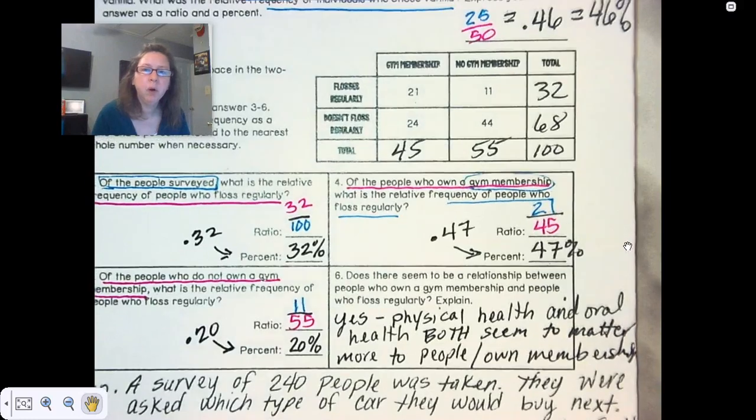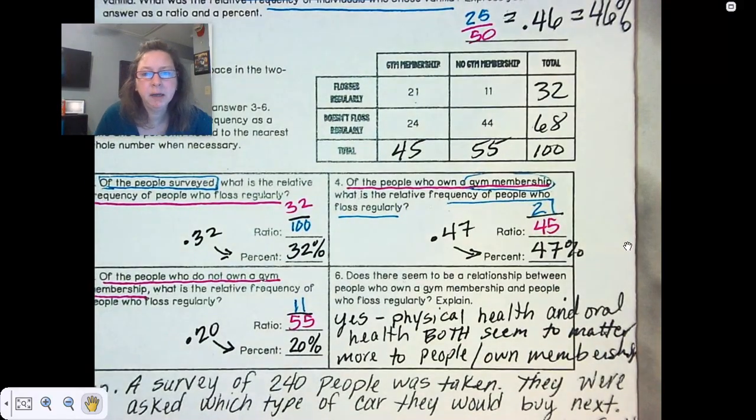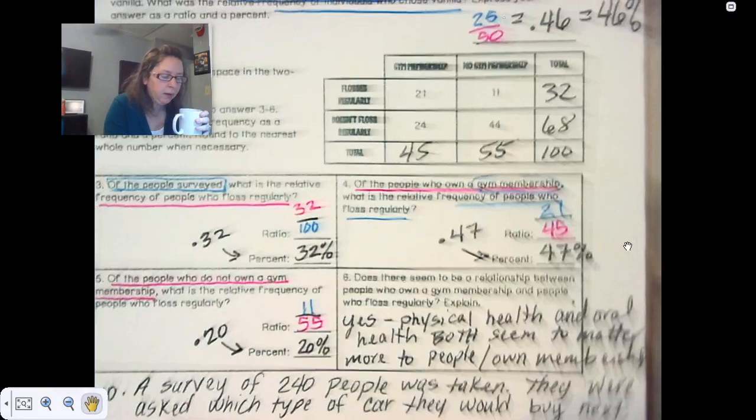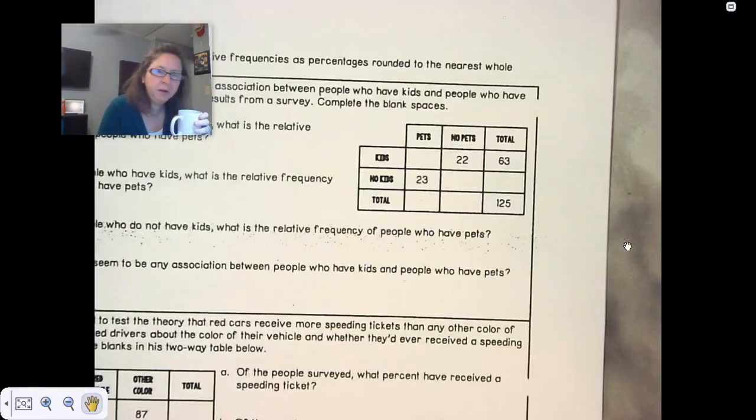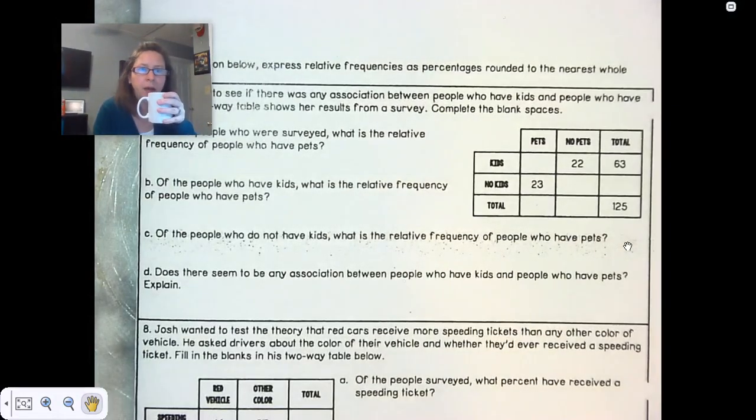So yes, what we're trying to do is find if there's a relationship, kind of like what we were doing with our scatter plots and line of best fit. We were trying to see if there was a relationship between our X values and our Y values. Same thing that we're doing here. Now let's go look at our next set of examples.